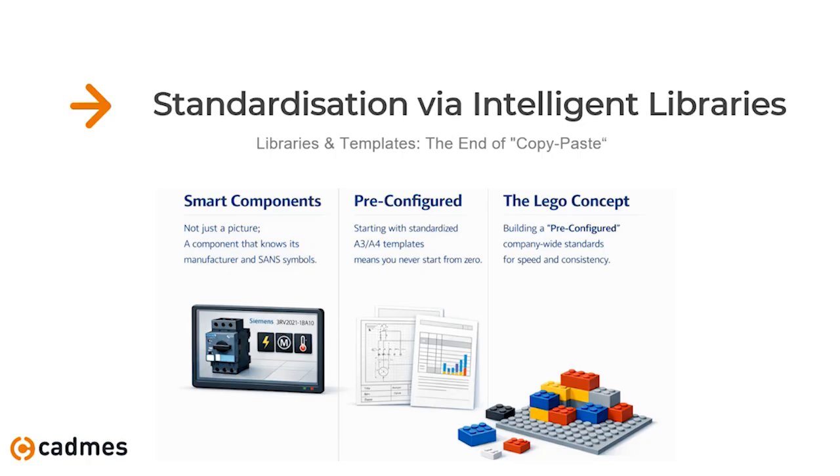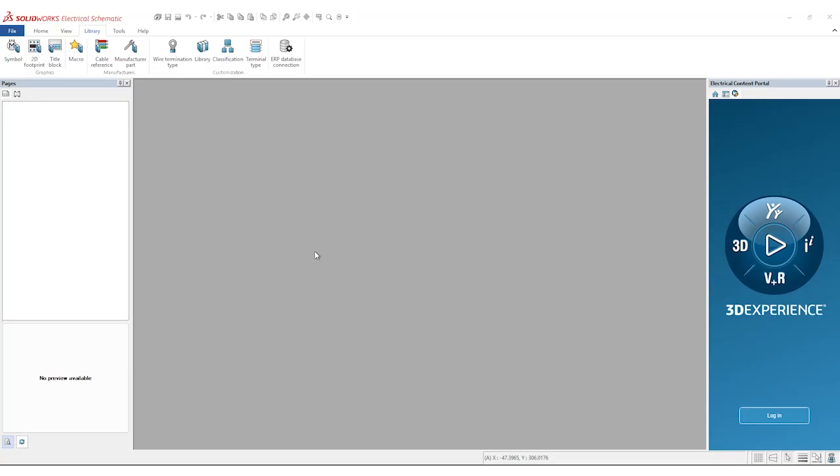And while it may seem like a quick fix in the moment, this is risky. One outdated symbol, one incorrect part number, and that shortcut turns into rework later when the pressure is already high. Electrical Quickstart handles this differently.